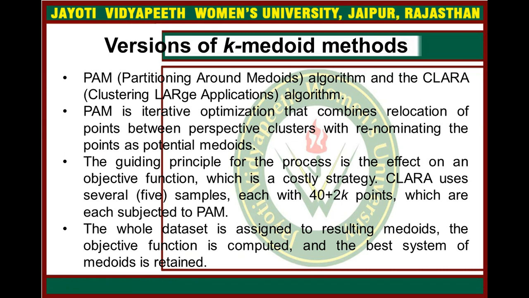PAM is iterative optimization that combines relocation of points between prospective clusters with renominating the points as potential medoids. The guiding principle for the process is the effect on an objective function, which is a costly strategy. CLARA uses several samples, like 5 samples, each with 40 plus 2k points, and each is subjected to PAM. The whole data set is assigned to the resulting medoids, the objective function is computed, and the best system of medoids is retained.